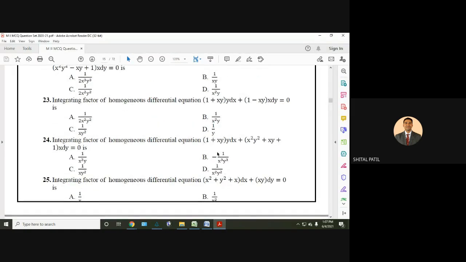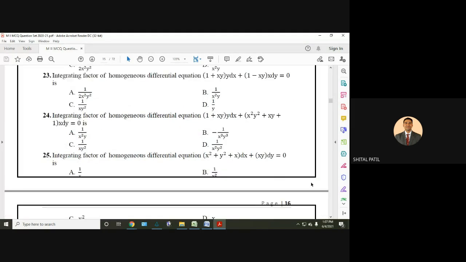Example number 25. Example number 25. Let me change the page. Page number 6.